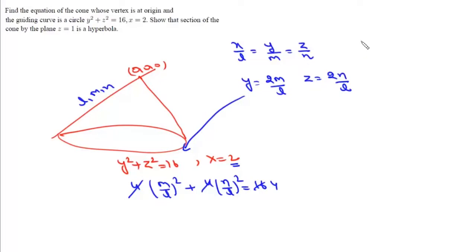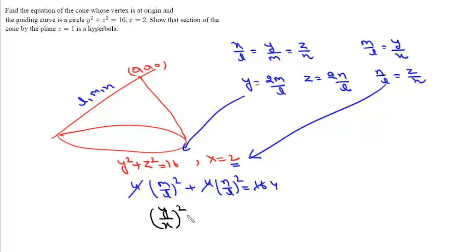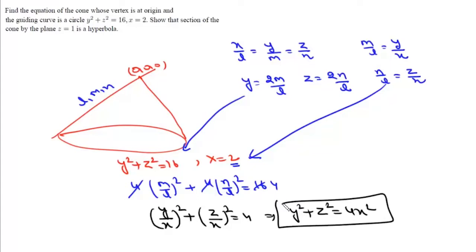Now M by L will be y by x and N by L will be simply z by x. Now we'll put these in this equation. So the equation of this cone will be (y by x) square plus (z by x) square equals 4, or y square plus z square equals 4x square. This is the equation of the cone we are looking for.